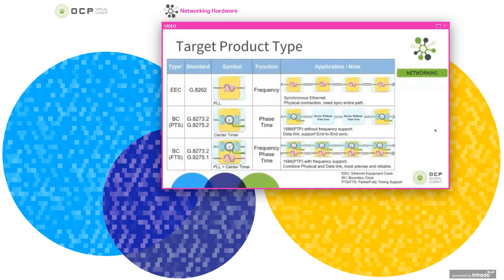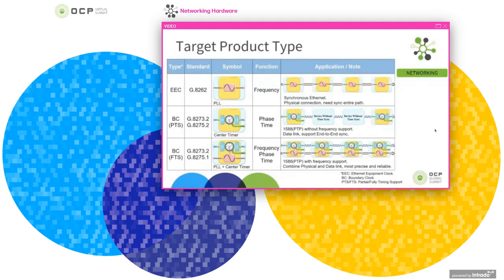Our target product type is these three. The first one is the EEC clock, Ethernet Equipment Clock, also known as SyncE. It has a PLL inside in order to reproduce the frequency from the source. So in the application, it must be cascaded with a frequency source and pass to the next level who needs the frequency sync. And the other two are boundary clocks.